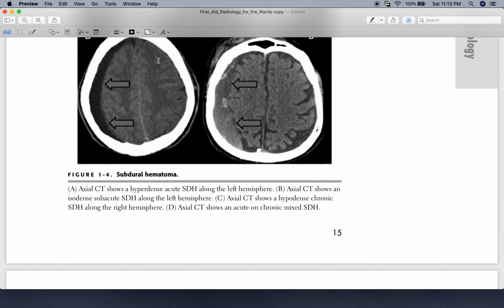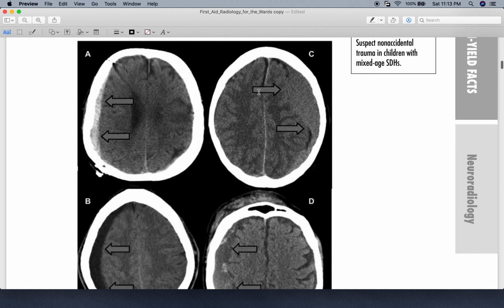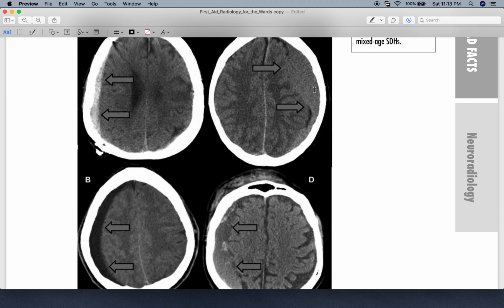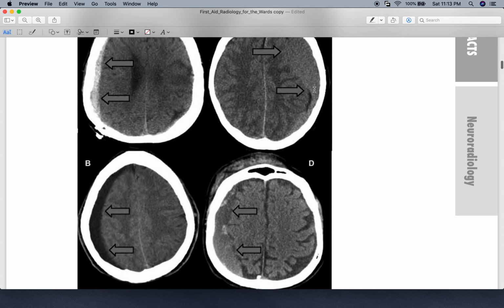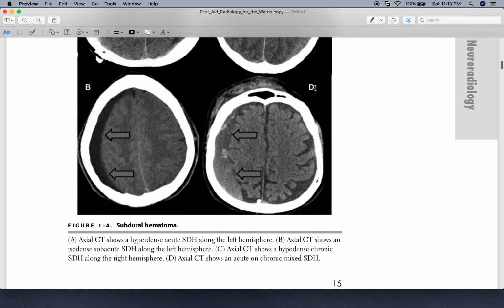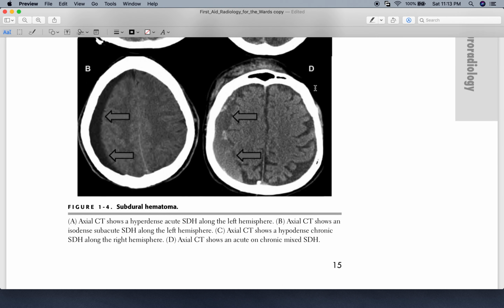Then C, axial CT shows a hypodense chronic subdural hematoma along the right hemisphere. Okay, so here we can see this is becoming chronic. When the effacement of the sulci is lost and the density is similar and the effacement is lost, then we can say that this is what? This is getting chronic. And of course in D we can see an axial CT shows an acute on chronic mixed subdural hematoma.